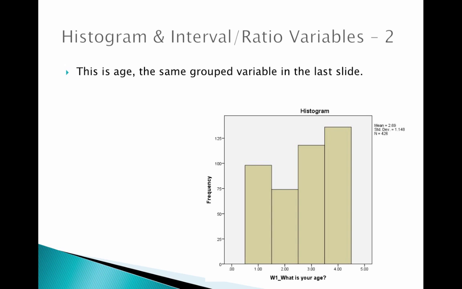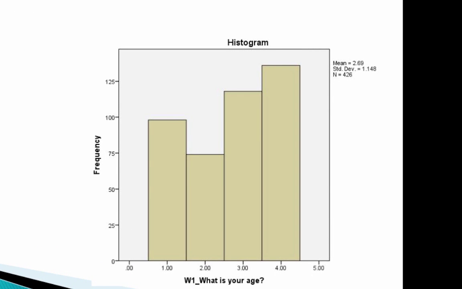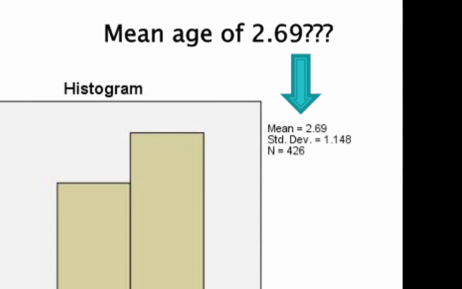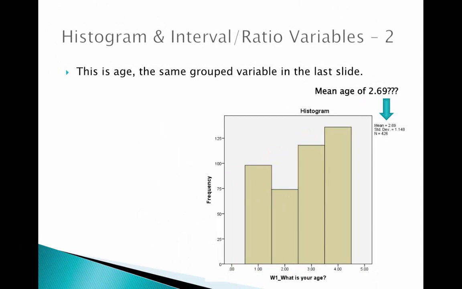So here we go. Here's a histogram. What is your age? 1, 2, 3, and 4. Frequency, how many people? You see almost 100 people said that their age was 1. Does that make sense? That doesn't make sense, right? And even more so, take a look. Every histogram you create in SPSS will give you 3 pieces of descriptive statistics: the mean, the standard deviation, and your total sample size. But knowing our age variable, does an age of 2.69 make sense, knowing that we had a group of children and adults?